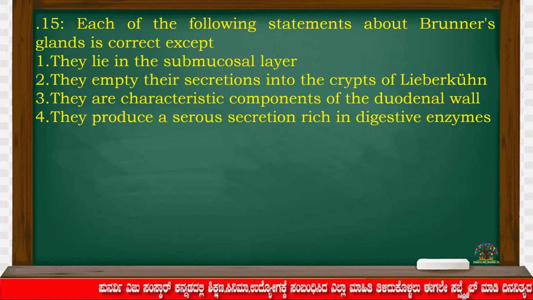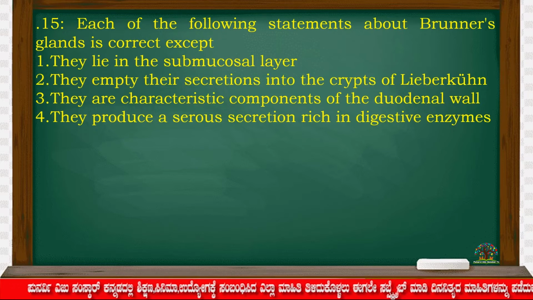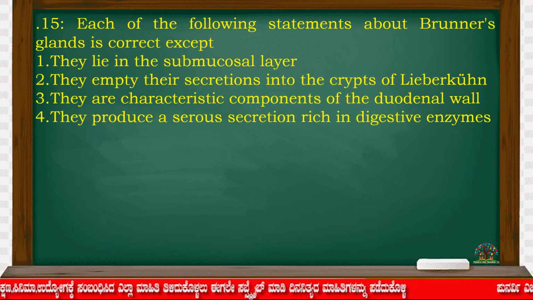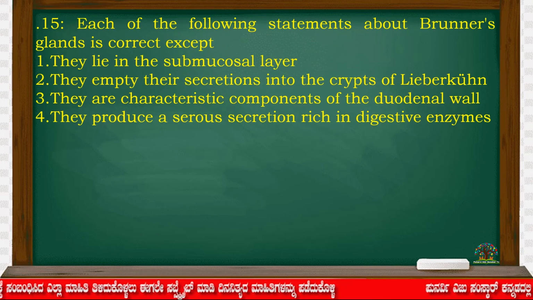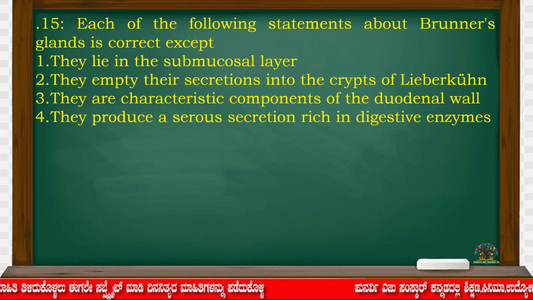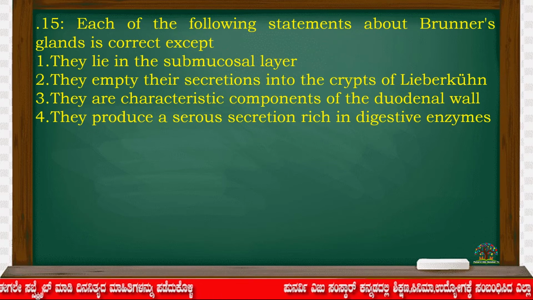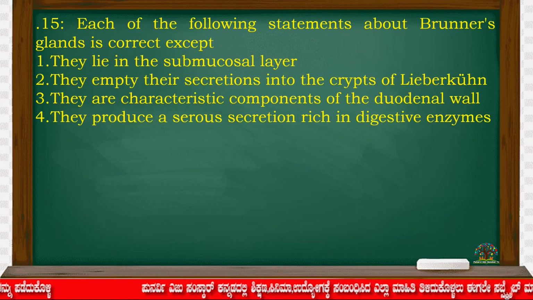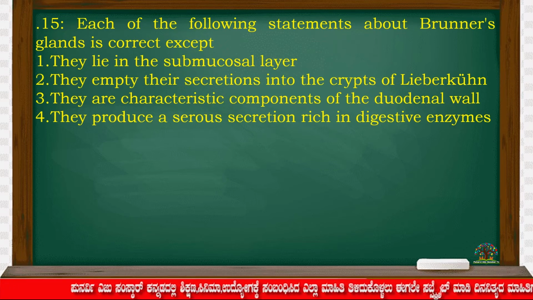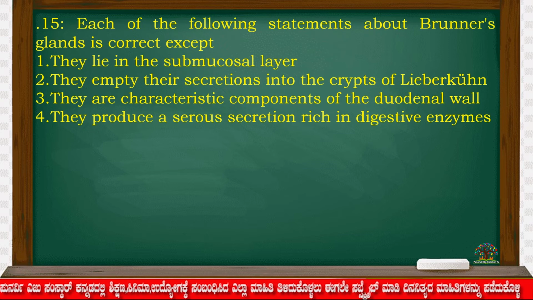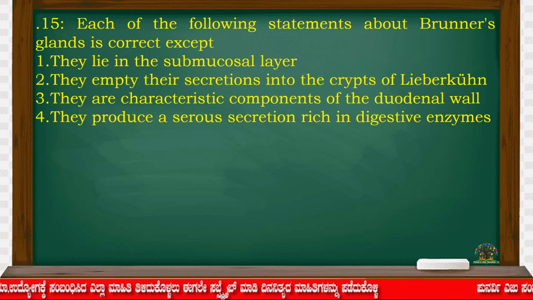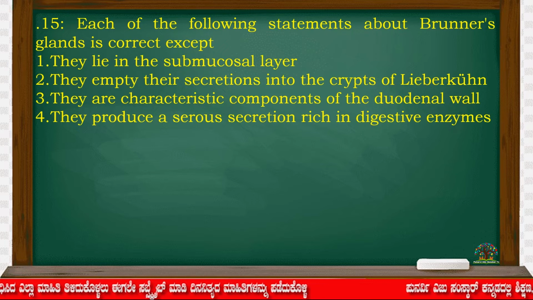Question 15. Each of the following statements about Brunner's gland is correct except option 1, they lie in the submucosal layer. Option 2, they empty their secretions in the crypts of Lieberkühn. Option 3, they are characteristic components of the duodenal wall. Option 4, they produce a serous secretion rich in digestive enzymes.